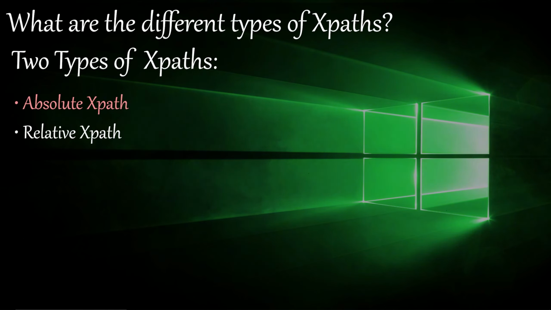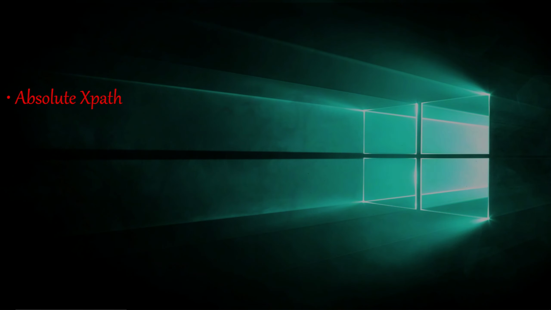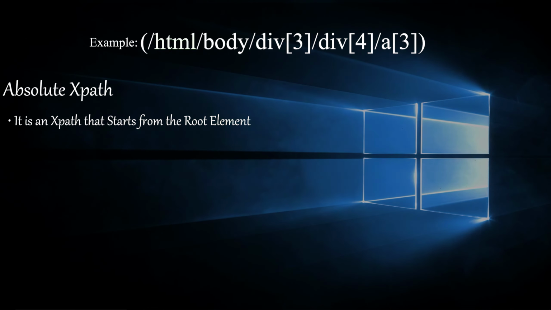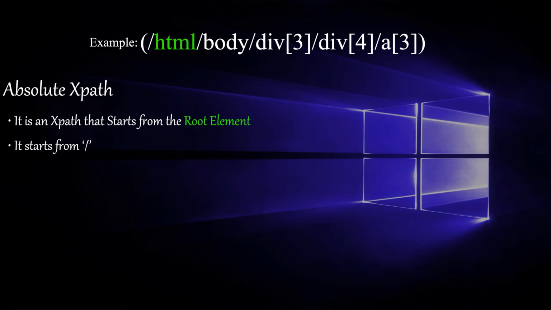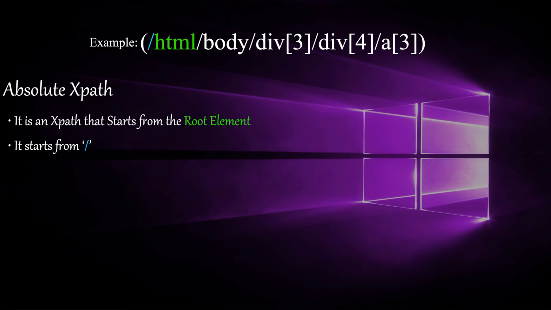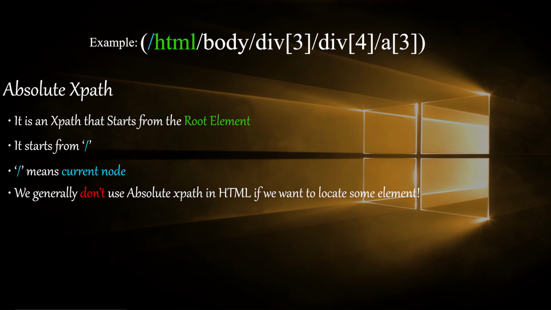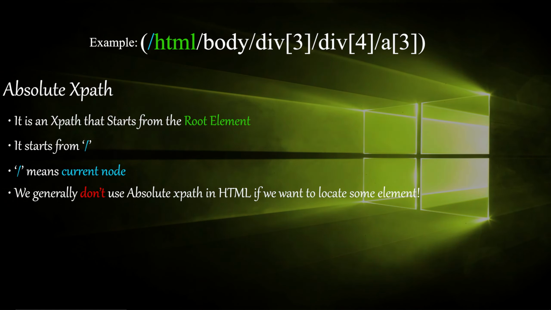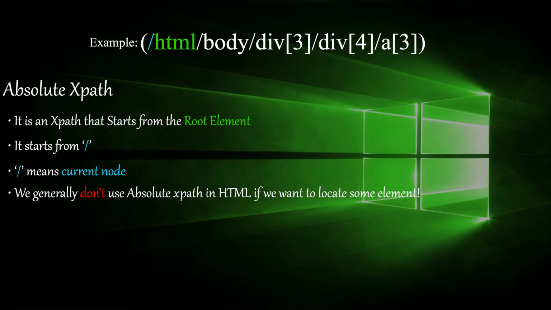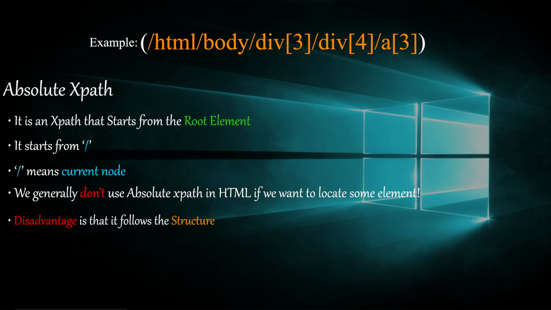If we talk about absolute XPath, it is the XPath which starts from the root element and it starts with a single slash. Here single slash means current node. Now we generally don't use absolute XPath if we want to locate some element on a web page because it has a disadvantage. That disadvantage is that it follows the structure.